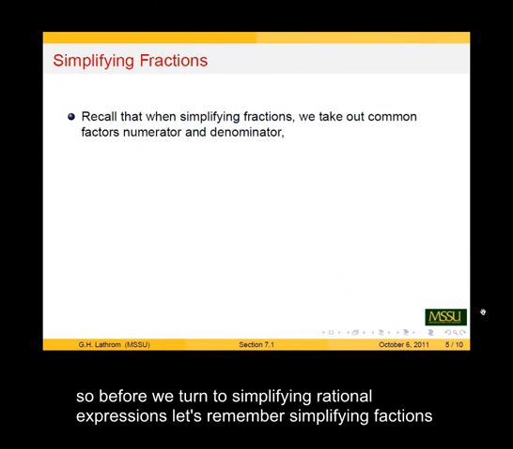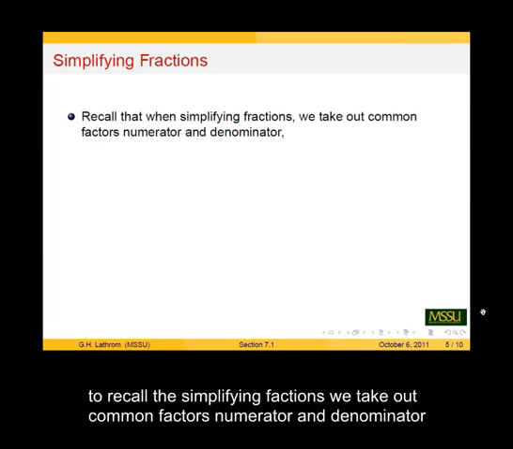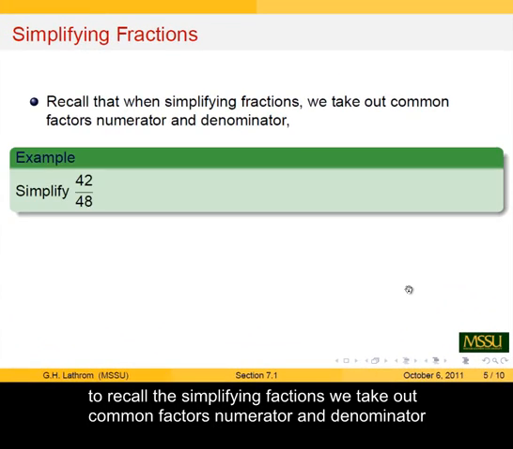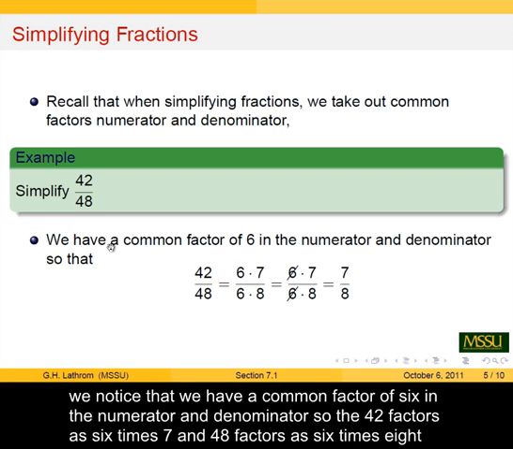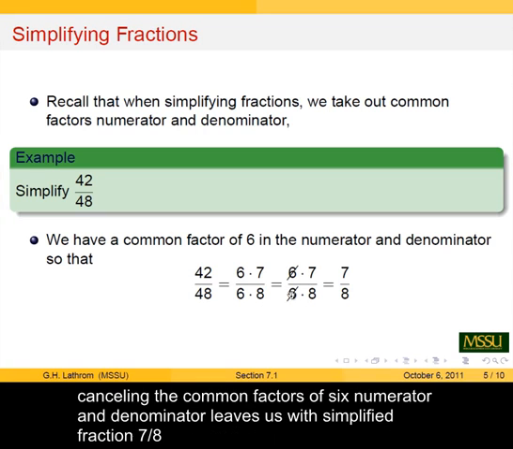Before we turn to simplifying rational expressions, let's remember simplifying fractions. Recall that when simplifying fractions, we take out common factors, numerator and denominator. For example, if we were asked to simplify 42 divided by 48, we notice that we have a common factor of 6 in the numerator and the denominator, so that 42 factors as 6 times 7, 48 factors as 6 times 8. Canceling the common factors of 6, numerator, denominator, leaves us with the simplified fraction 7/8.